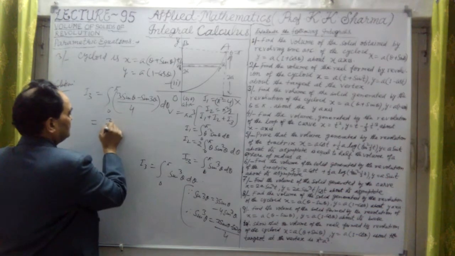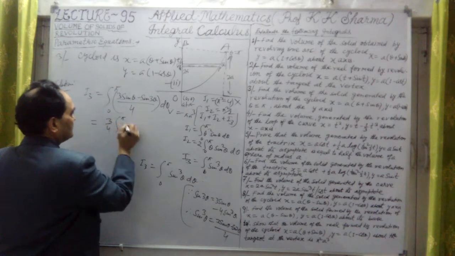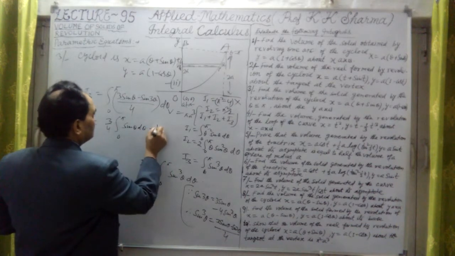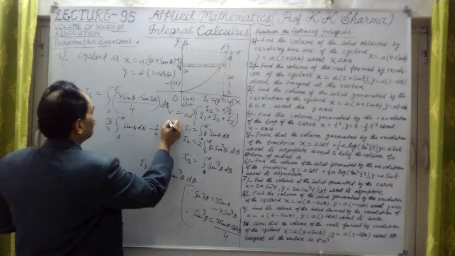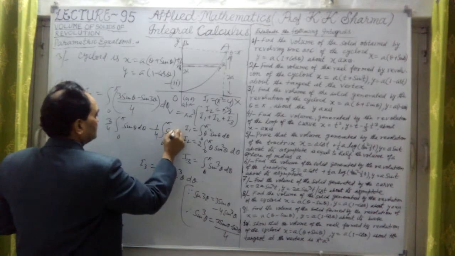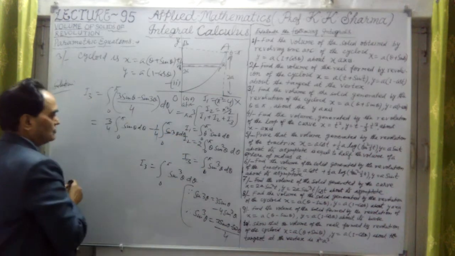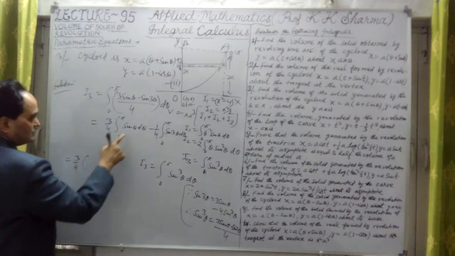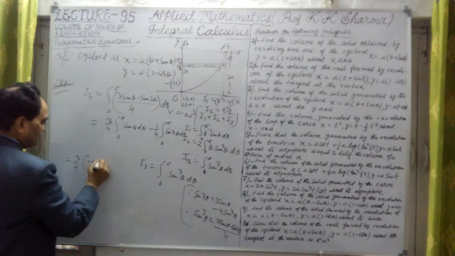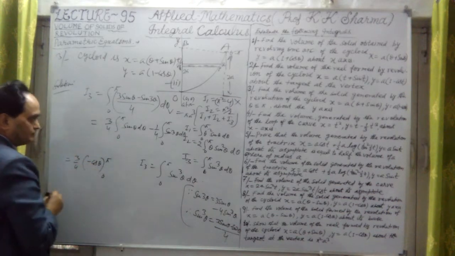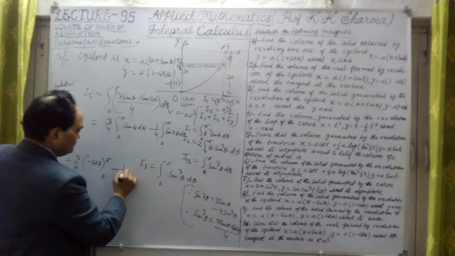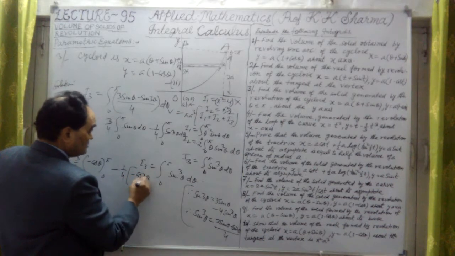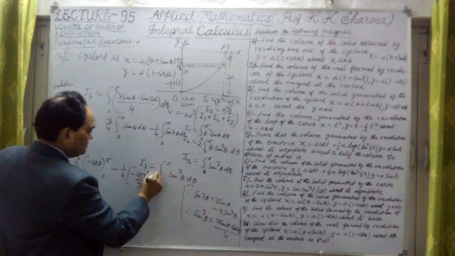First step is 3 by 4 into, let me separate them, sin theta into d theta. Second step is minus 1 by 4, 0 to pi, sin 3 theta into d theta only. Now let me integrate them separately. 3 by 4. Sin theta integration is minus cos theta, 0 to pi. Okay. Second step is minus 1 by 4. Sin 3 theta integration is minus cos 3 theta upon 3, 0 to pi here.